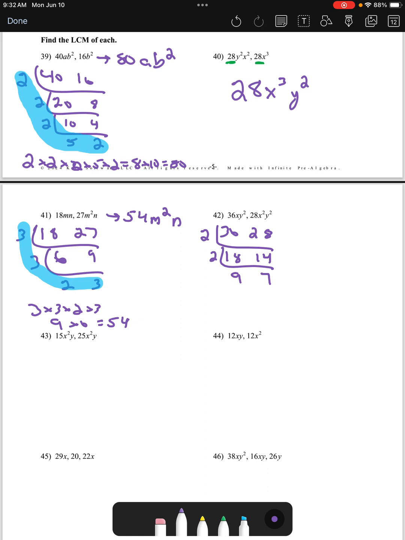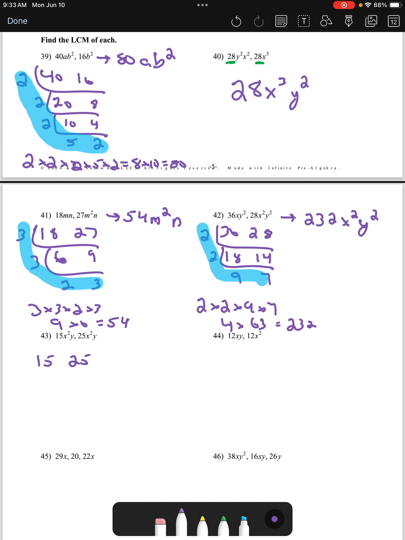Numerically, 36 and 28. I can cut both of those in half to get 18 and 14. I can cut both of those in half to get 9 and 7. And that's as far as that's going. 2 times 2 times 9 times 7. That's going to be 4 times 63. And that's going to be 232. We have x and x squared, so I'm going to take x squared. It's bigger. Both have y squared, so I don't have to pick. It is just y squared.